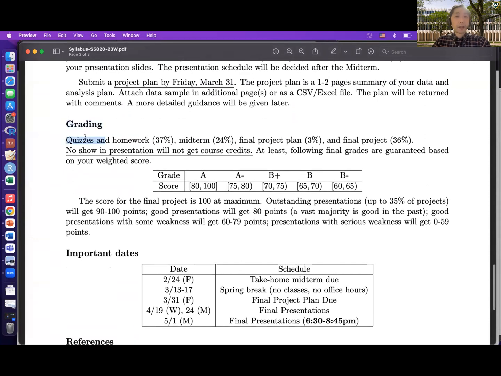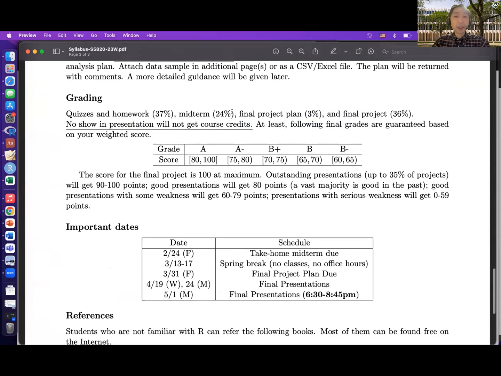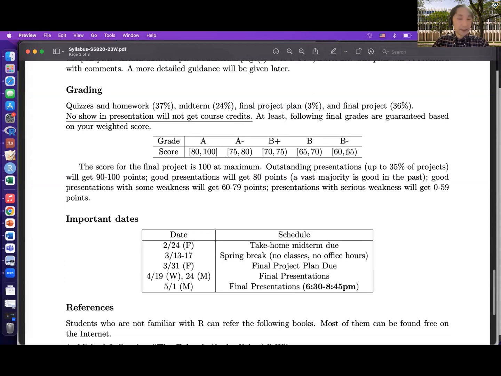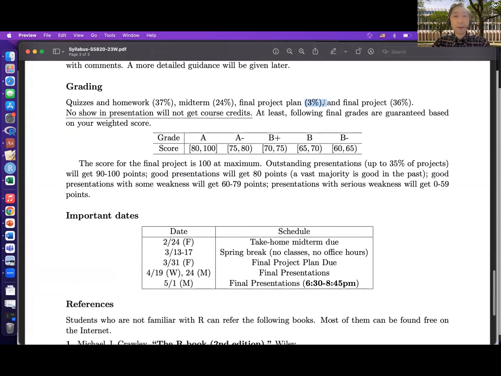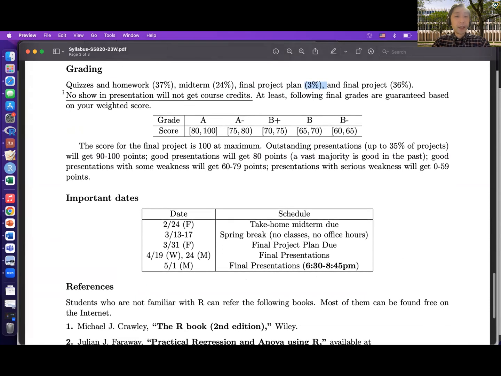The grading is based on the quiz, homework, the midterm, the final project plan, and the final project. The final project plan is important to be successful in the final project. Until last semester, I didn't give any points for the final project plan because that is just a plan. But sometimes students could not understand that this is very important, so this time there are 3% credits for that. And the presentation replaces the final exam. If you don't appear in your presentation, then you will not get course credits.